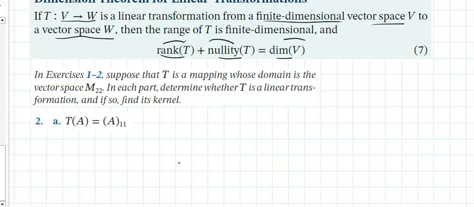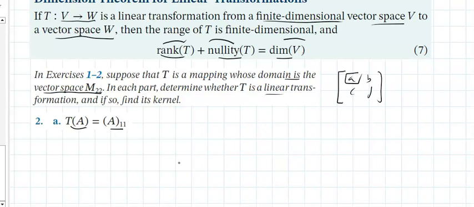Suppose T is a mapping whose domain is the vector space M of 2, 2. In each part, determine whether T is a linear transformation, and if so, find the kernel. Okay, well, finding the kernel is not that bad. Just make sure that the outcome is going to be a 0. Here, the linear transformation focuses on a sub 1,1, just that piece right there. Well, let's see.